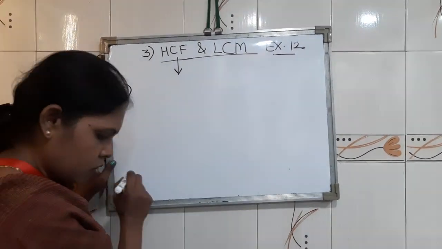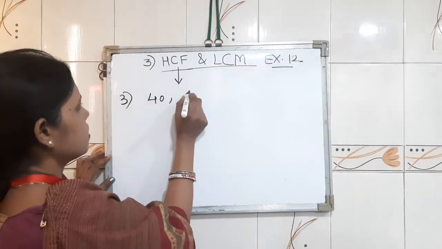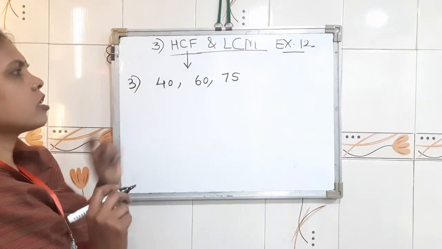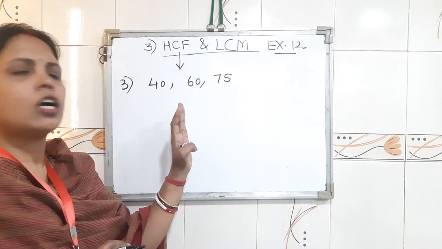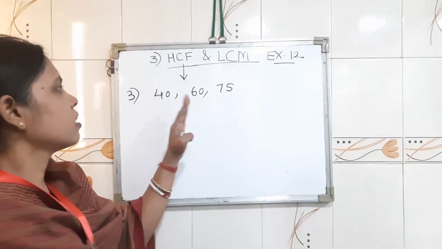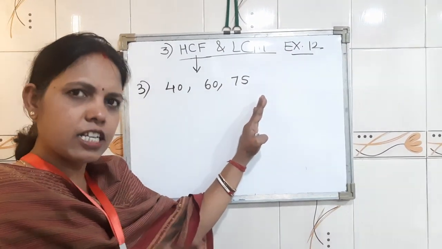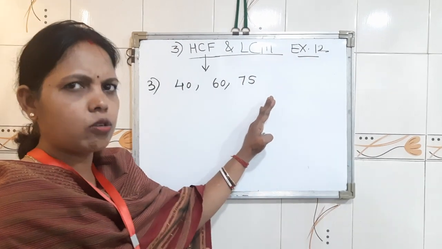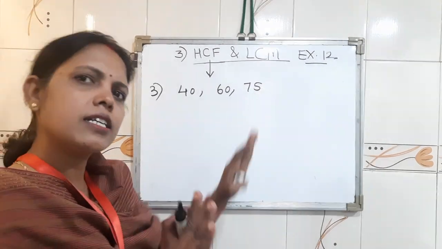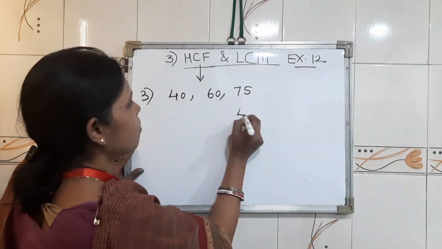Third one, 40, 60, 75. So children, if you want, you can find out factors for 40, 60 and 75 together, as well as you can find out the factor for 40, 60, 75 in separate form also. First we will find out in the together form.